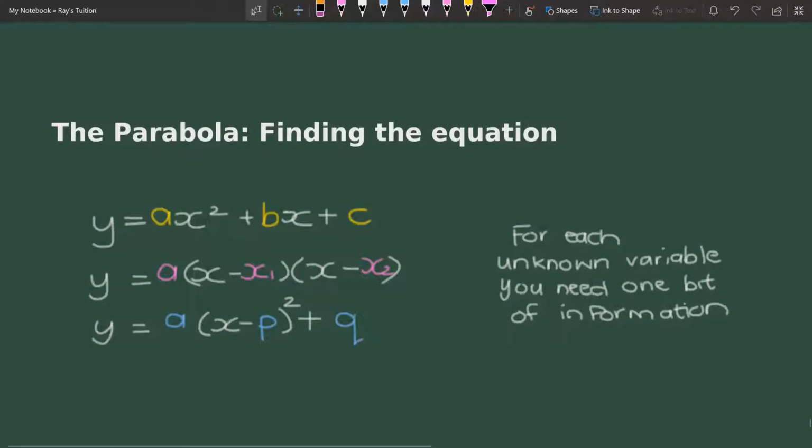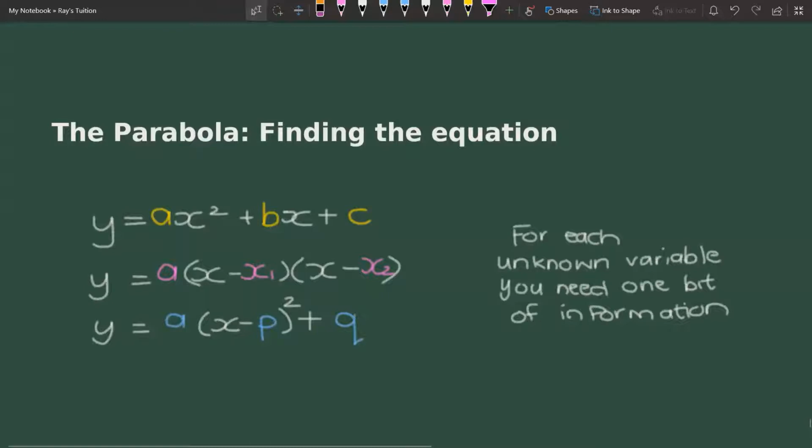So the general rule of thumb is for each unknown variable, you need at least one bit of information. A bit of information can be a coordinate given, it can be an asymptote, an x-intercept, it can be any of the properties that you've learned of the parabola. And when we do have that information, then we can use it to solve.